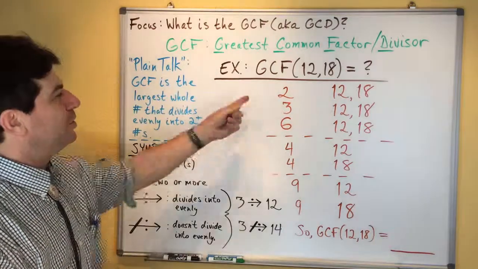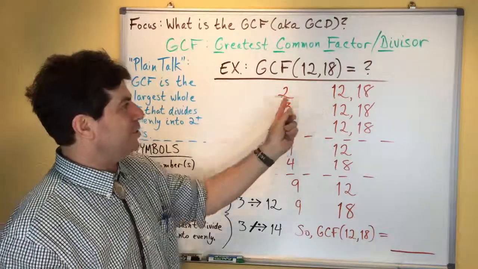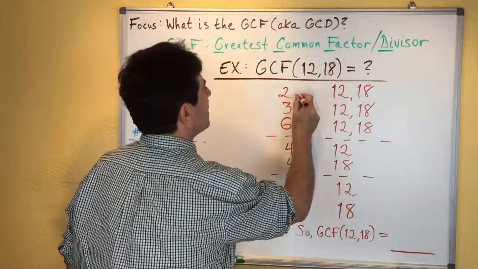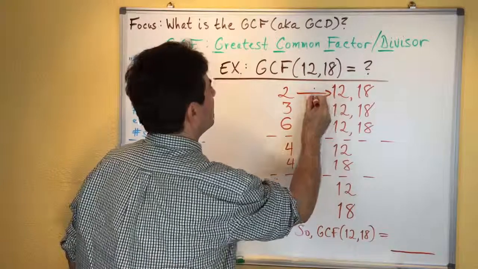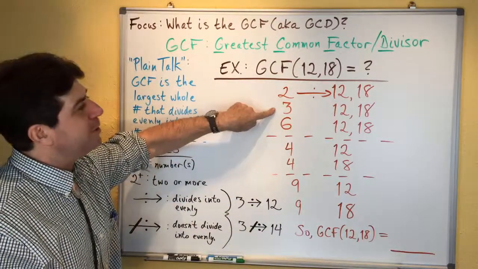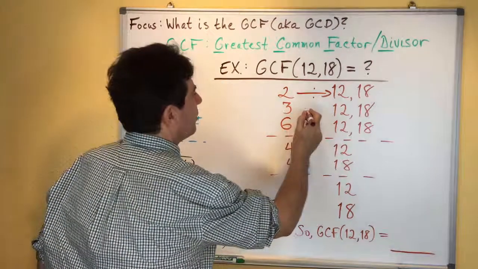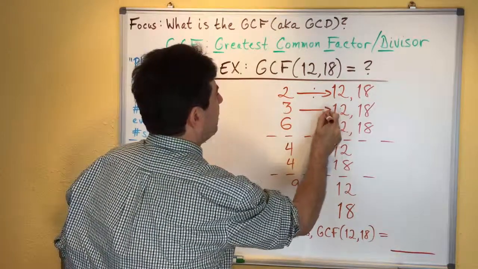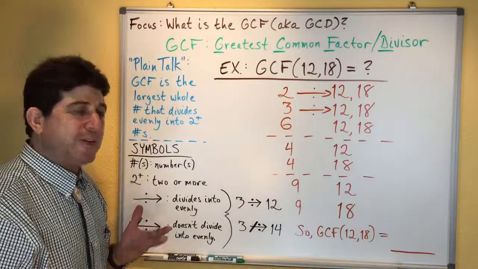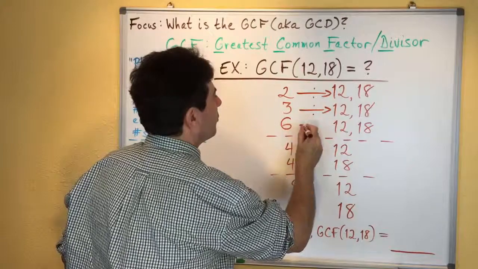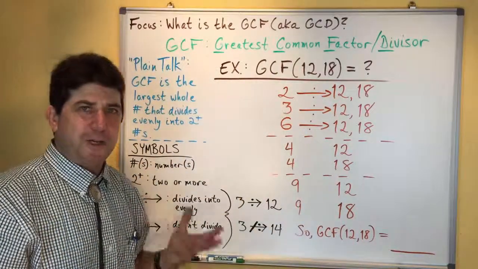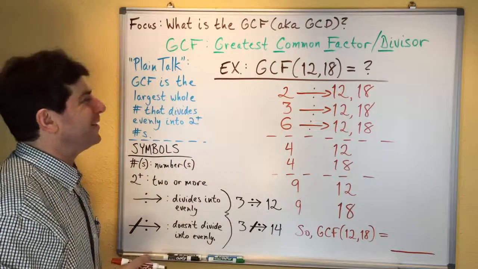So, first of all, 2. Does 2 go into 12? Yes. Does 2 go into 18? Yes. Therefore, 2 goes into both of these numbers, and we can draw our little symbol showing it goes into both. How about 3? Does 3 go into 12? And does 3 go into 18? Yes. It goes into both numbers. Goes into 12 4 times. Goes into 18 6 times. Does 6 go into both 12 and 18? Yes, it goes into 12 twice. It goes into 18 3 times. Let's make sure I get those right. It would be kind of embarrassing to get those wrong, wouldn't it?